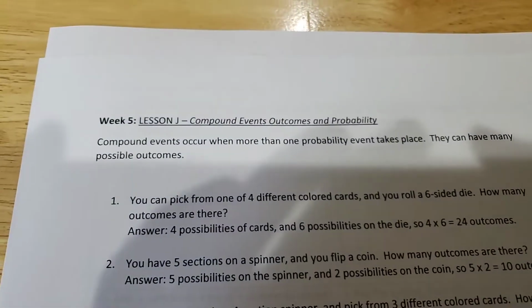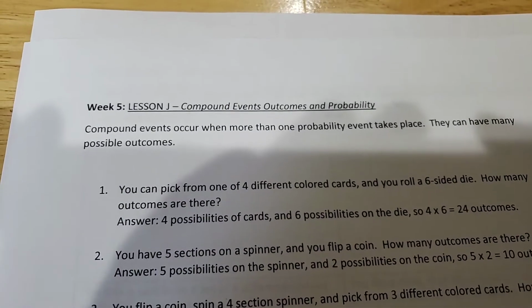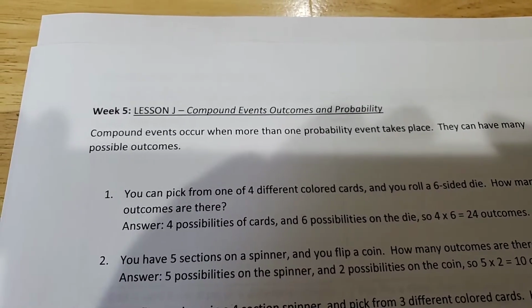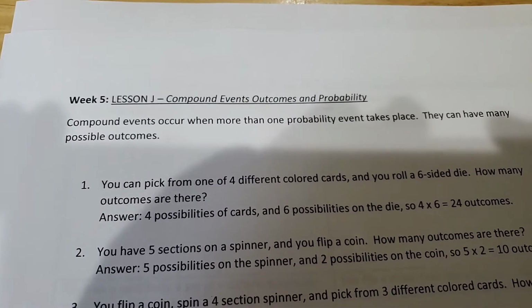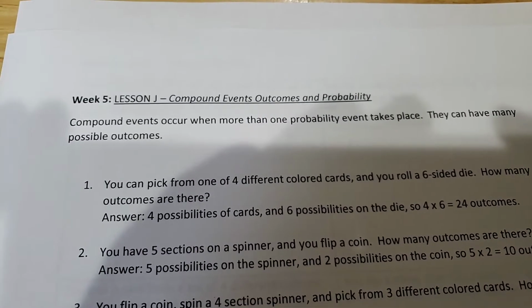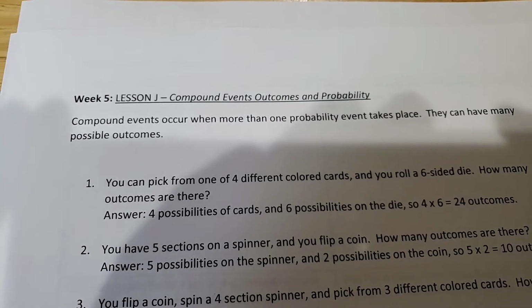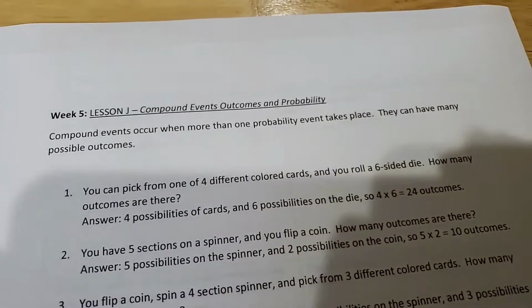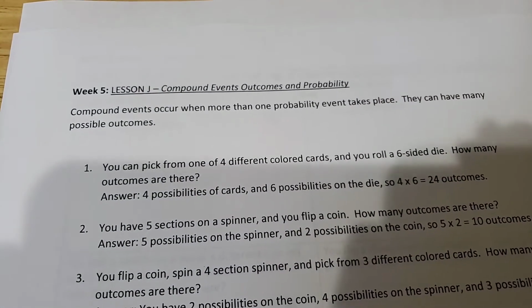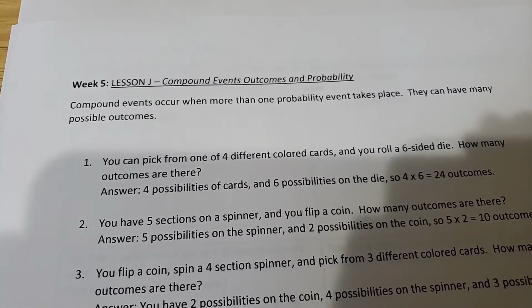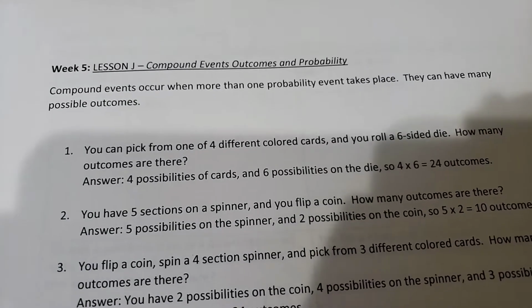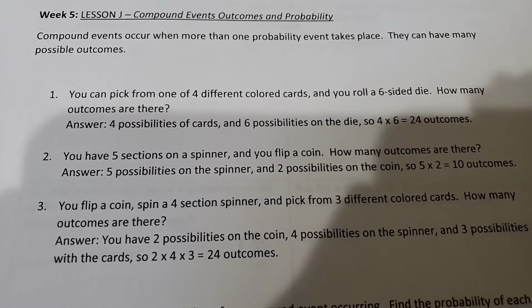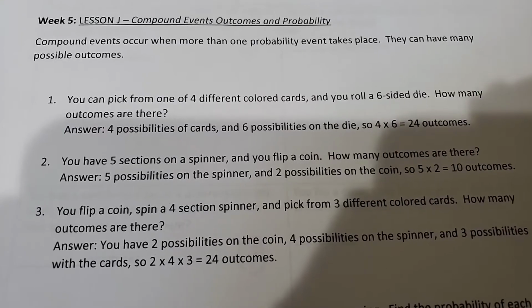Alright, lesson J, compound event outcomes and probability. Compound events occur when more than one probability event takes place. They can have many possible outcomes. So we've been dealing with one situation at a time. Now you'll see on today's lesson that we'll be dealing with multiple situations at once. The first group of problems deals with how many outcomes there could be out of these situations.